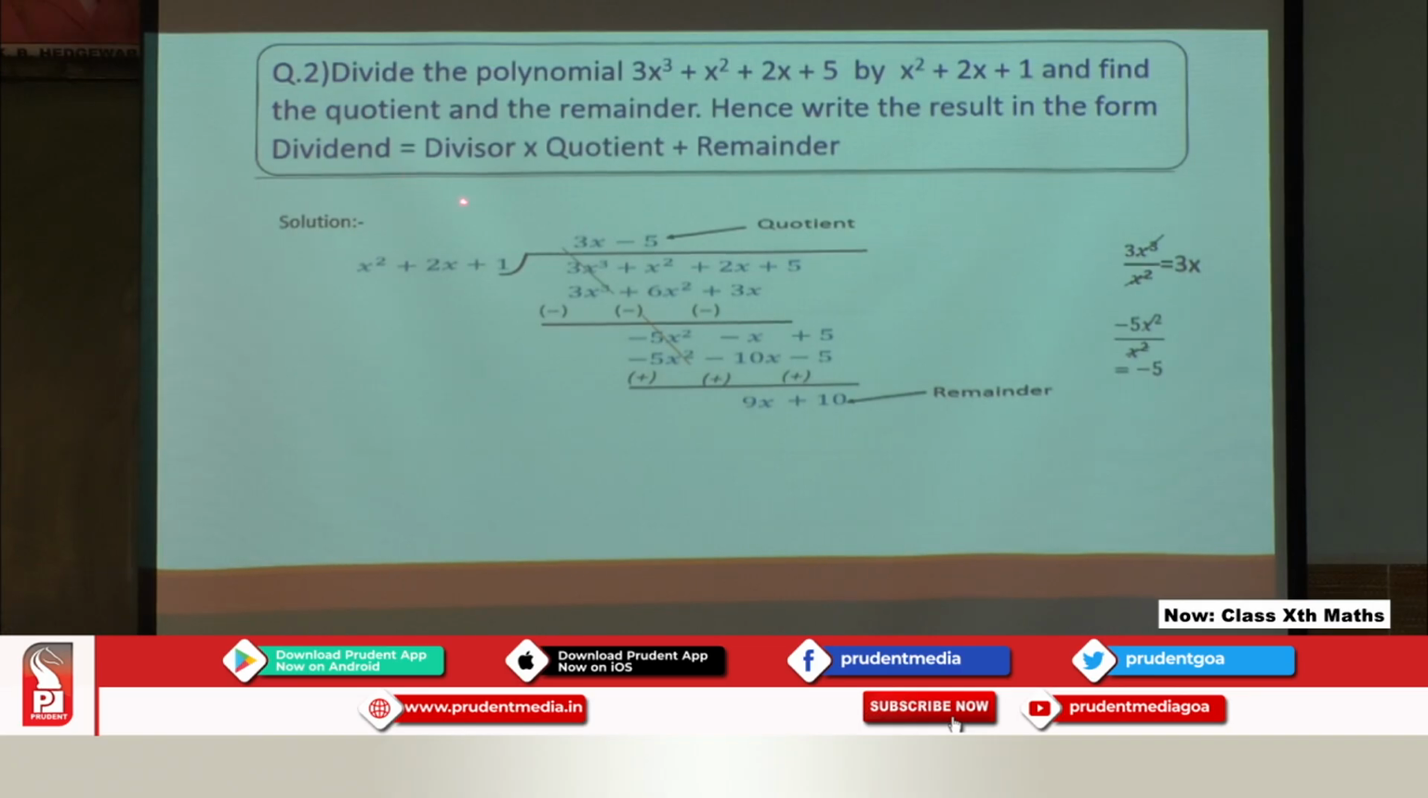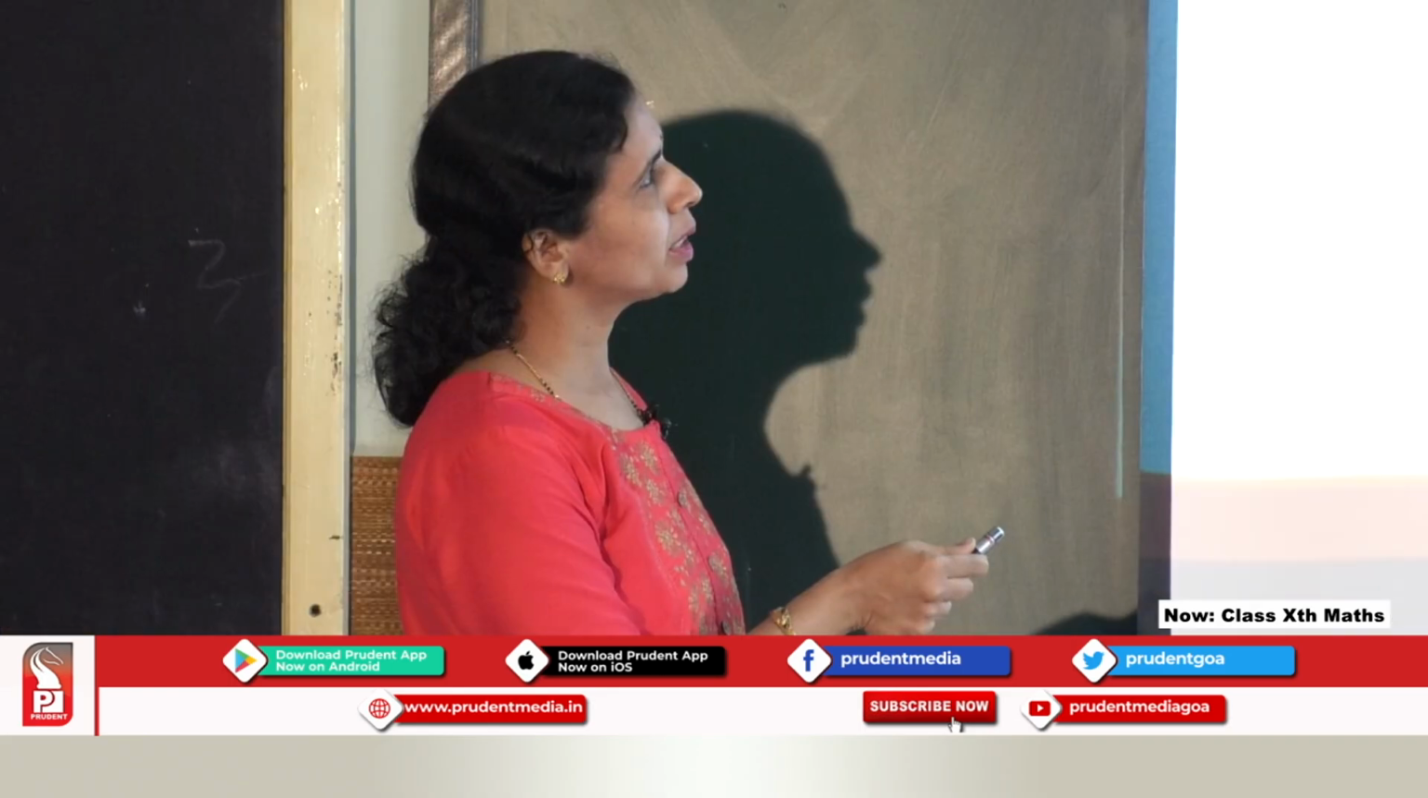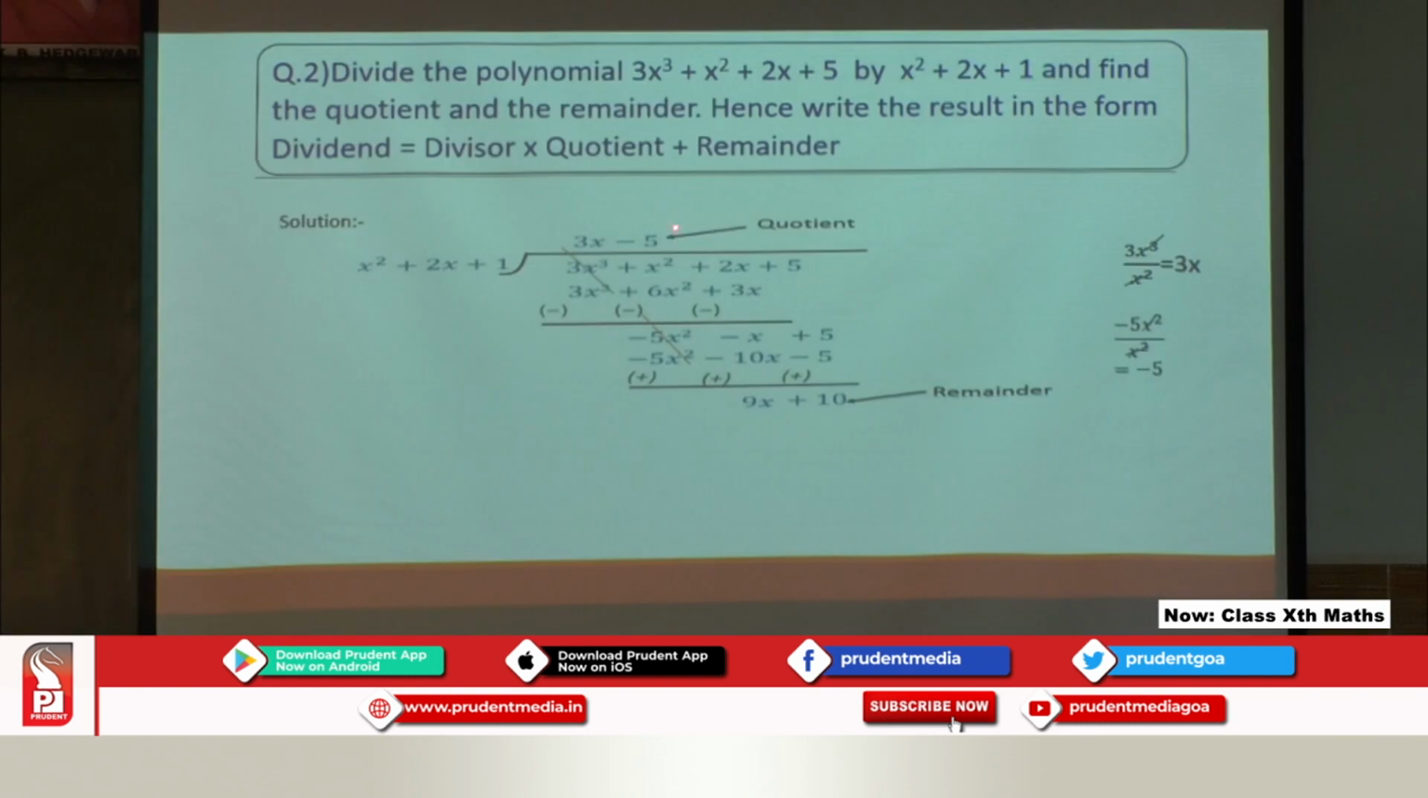See, this is also a similar type, just like the previous question you have just solved, again similar type but variables and numbers are different in this question. Now again here p of x is 3x cube plus x square plus 2x plus 5 and g of x is x square plus 2x plus 1. Now here first we should divide dividend 3x cube plus x square plus 2x plus 5 by divisor x square plus 2x plus 1.